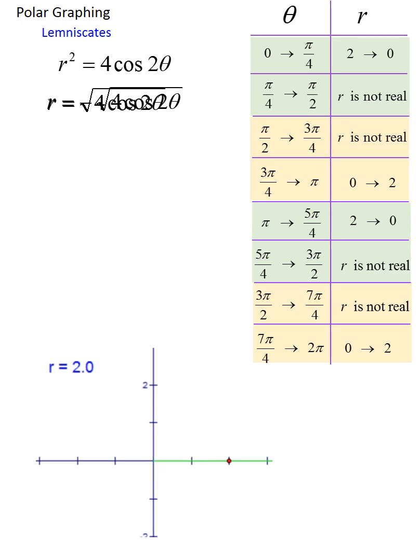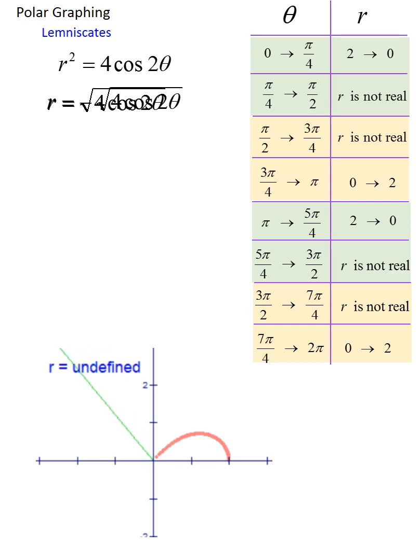First, let's let theta go from 0 to pi over 4. You'll notice in the table that r is going to go from 2 to 0. Here's r going from 2 to 0. And notice that r becomes undefined in the table from pi over 4 to 3 pi over 4. And you can see here that there are no points on the graph as theta sweeps from pi over 4 to 3 pi over 4.